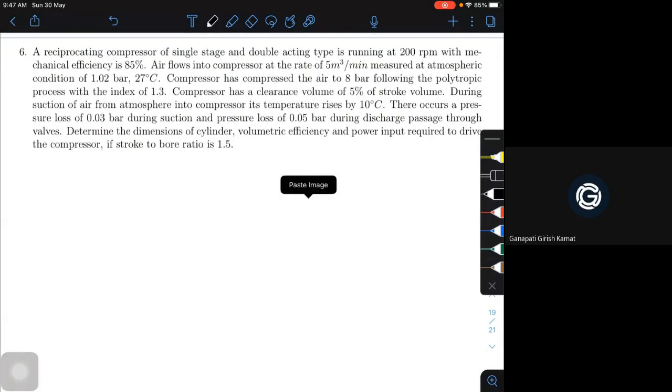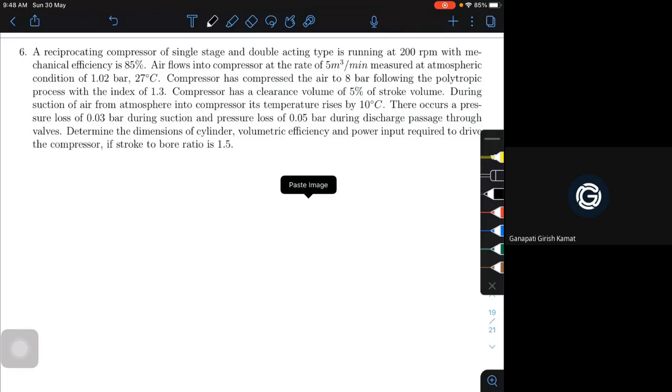The problem is something like this. A reciprocating compressor of single stage and double acting type is running at 200 rpm with a mechanical efficiency of 85%. Air flows into the compressor at the rate of 5 meter cube per minute, measured at atmospheric conditions of 1.02 bar and 27 degrees Celsius. The compressor compresses the air to 8 bar following a polytropic process with an index of 1.3.